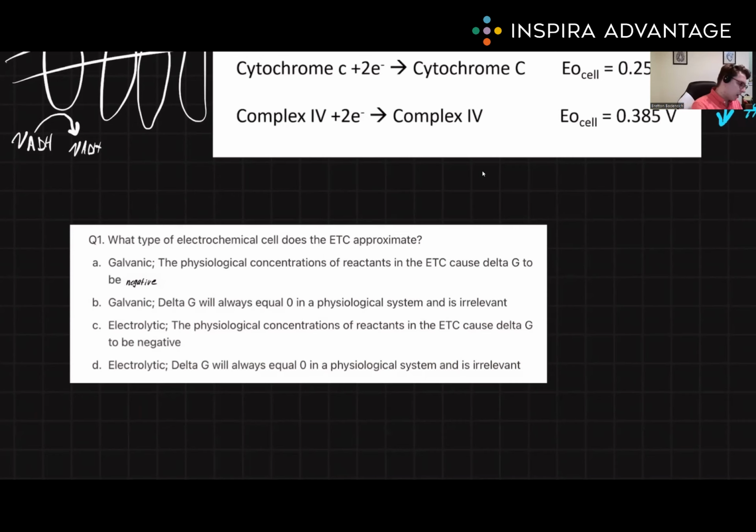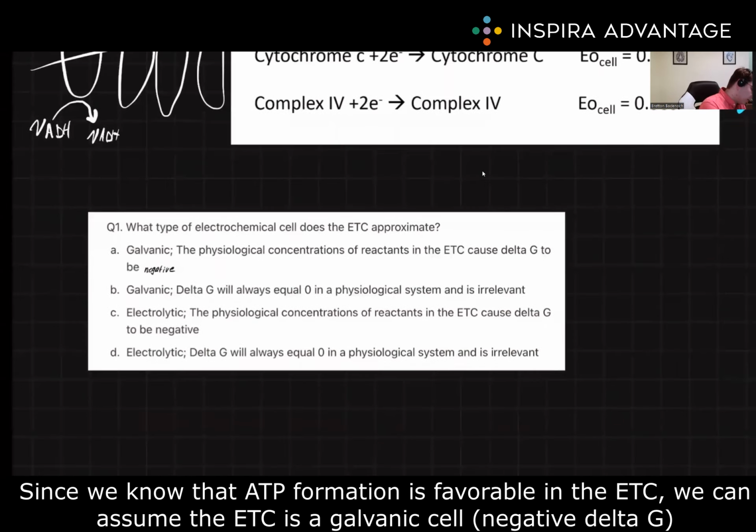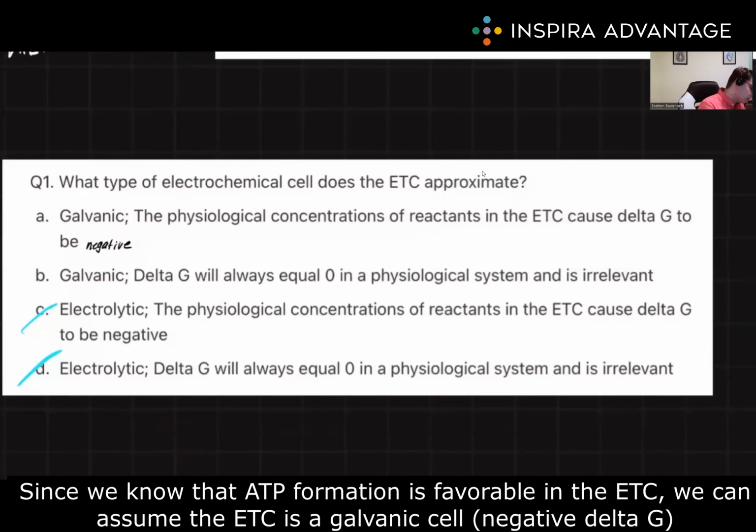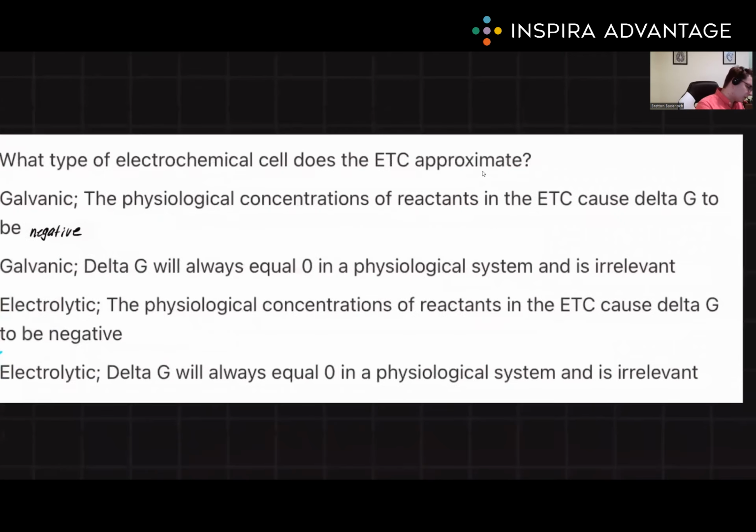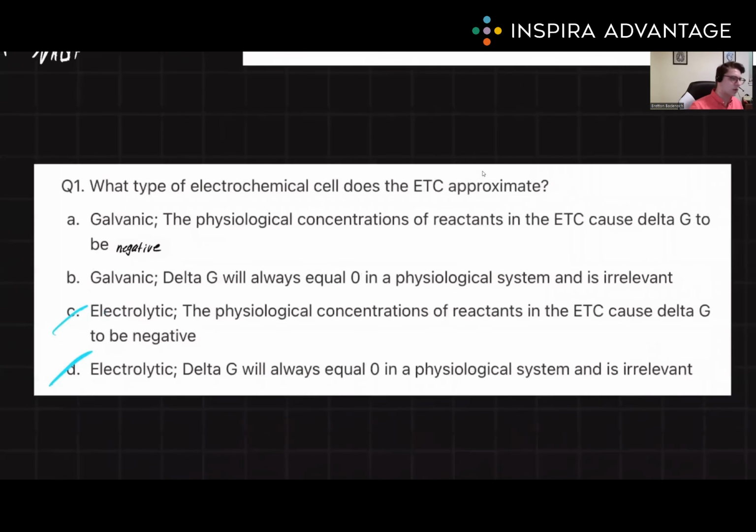So right from there, I know this is going to be galvanic, and that allows me to eliminate C and D right away, because this is clearly not going to be electrolytic. So then we have to dig into the second half of the question, which is normally the trickier part, which is why I save it for the end. So let's look at A. It's galvanic because the physiological concentration of reactants in the ETC cause delta G to be negative. Okay, well, delta G should be negative, so that makes sense to me. Now this physiological concentration part sounds maybe a little confusing. I'm not sure on that, so I'm going to read B to check.